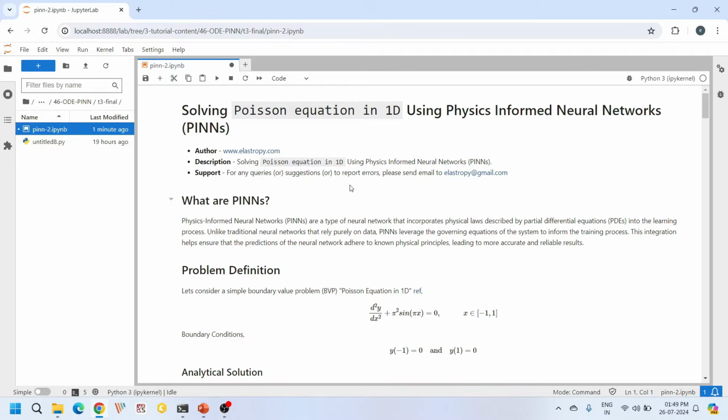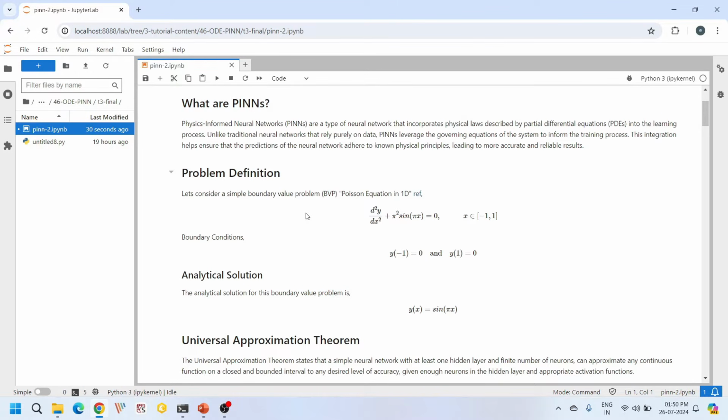Today we are going to work on an exciting topic, that is solving the Poisson equation in 1D using physics-informed neural networks, also known as PINNs in short. This is a very fascinating area in scientific machine learning. Before going ahead, let's define the problem first.